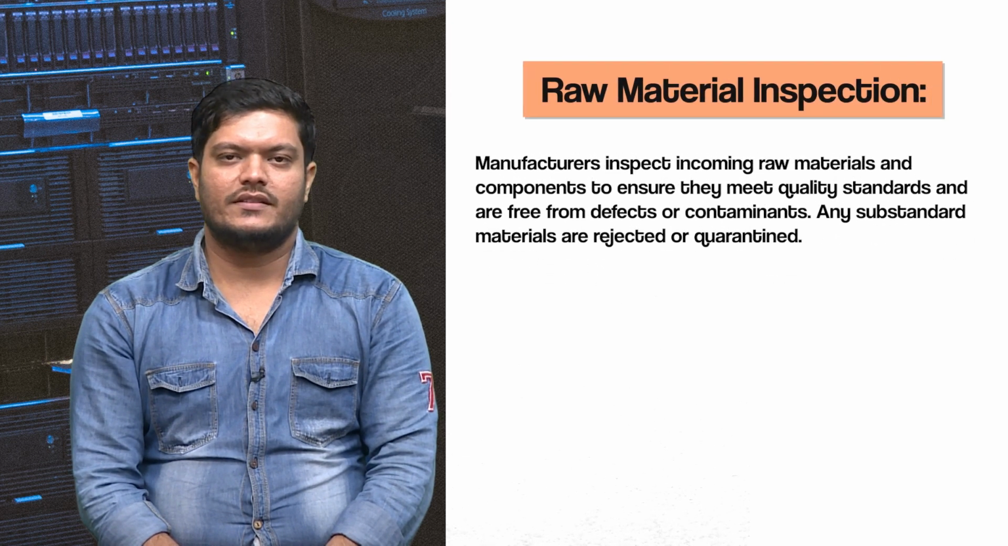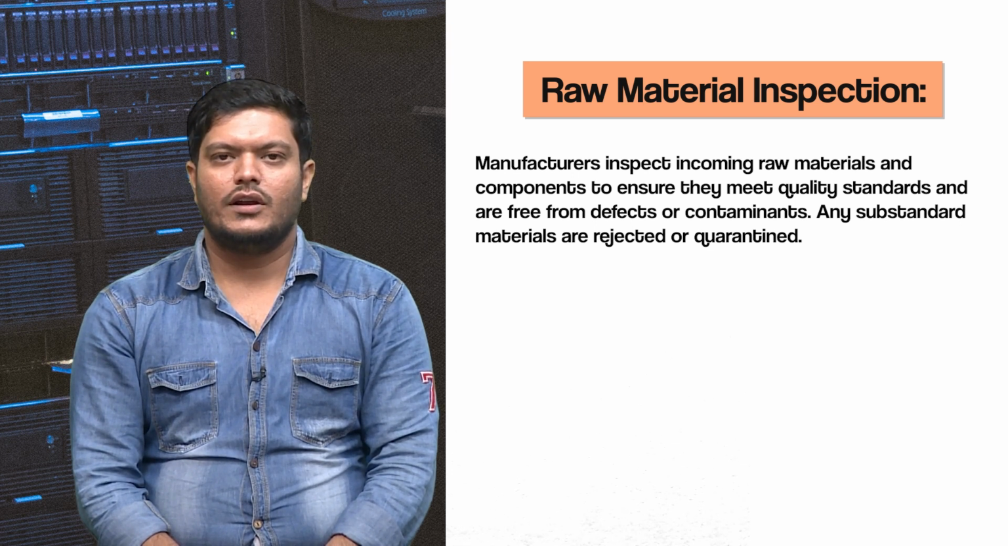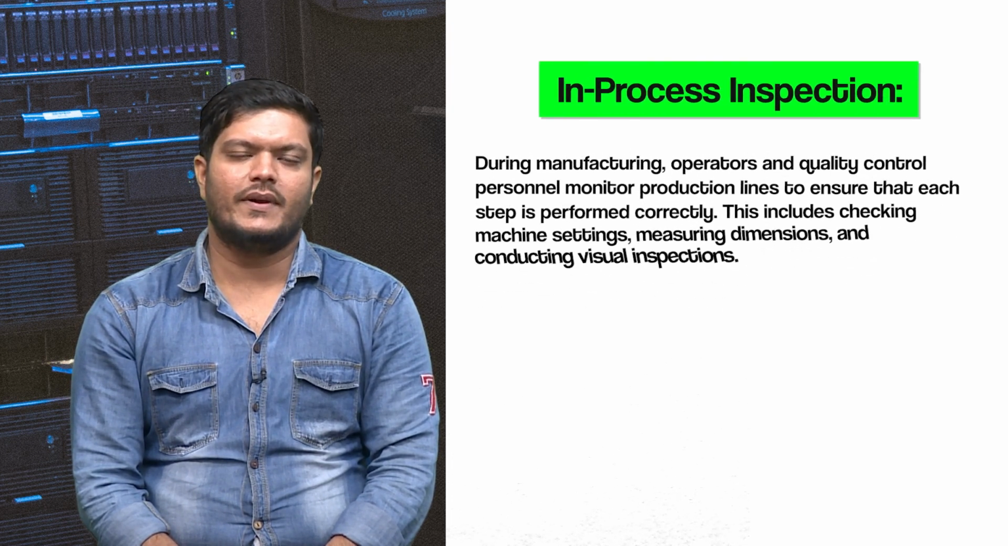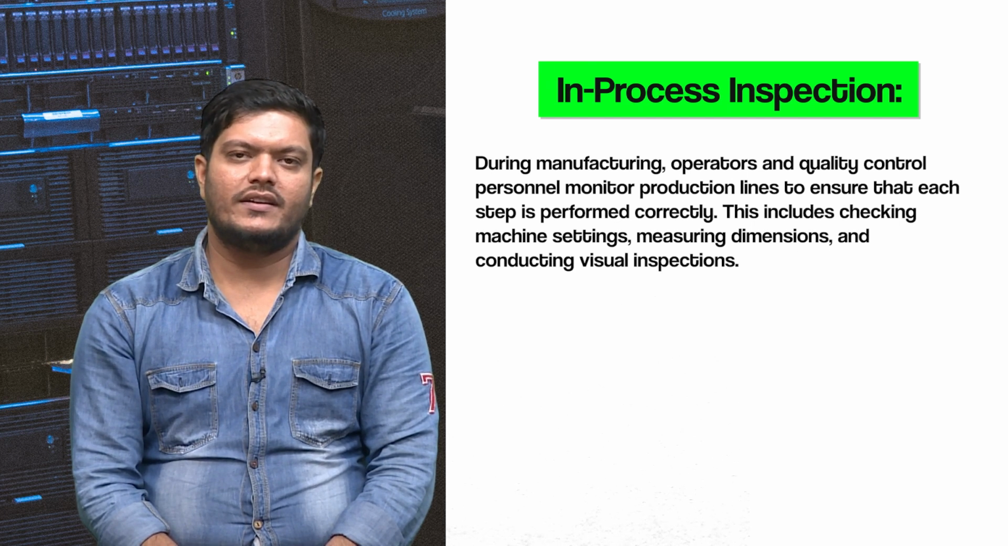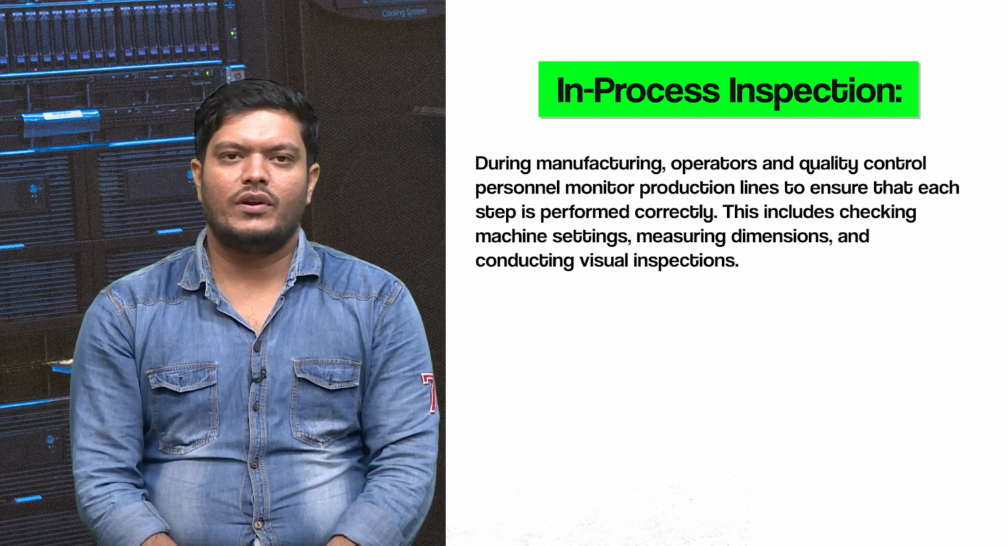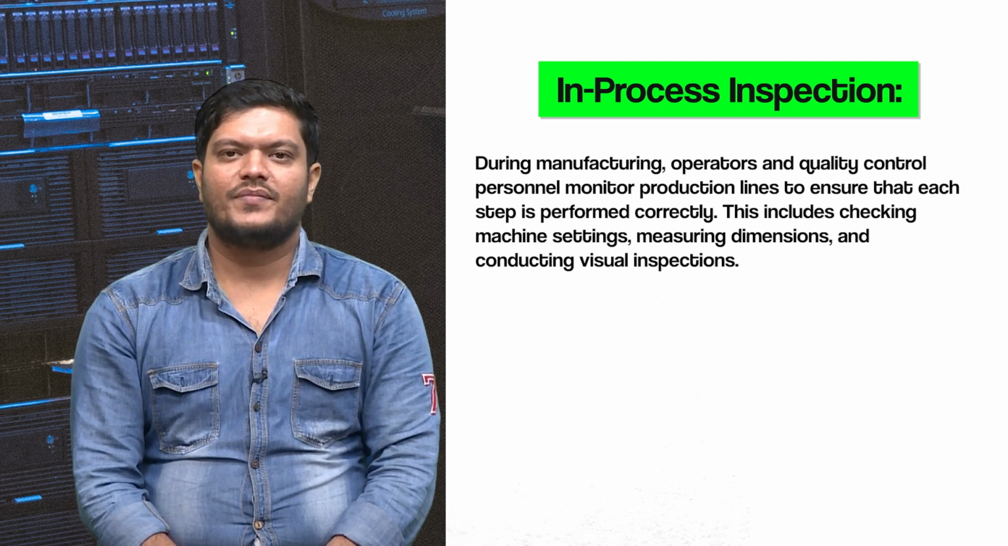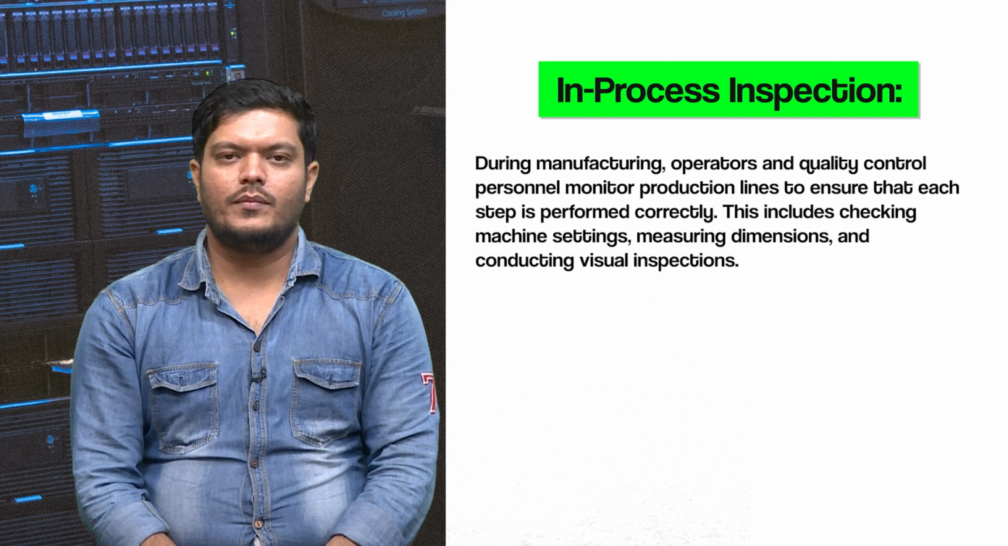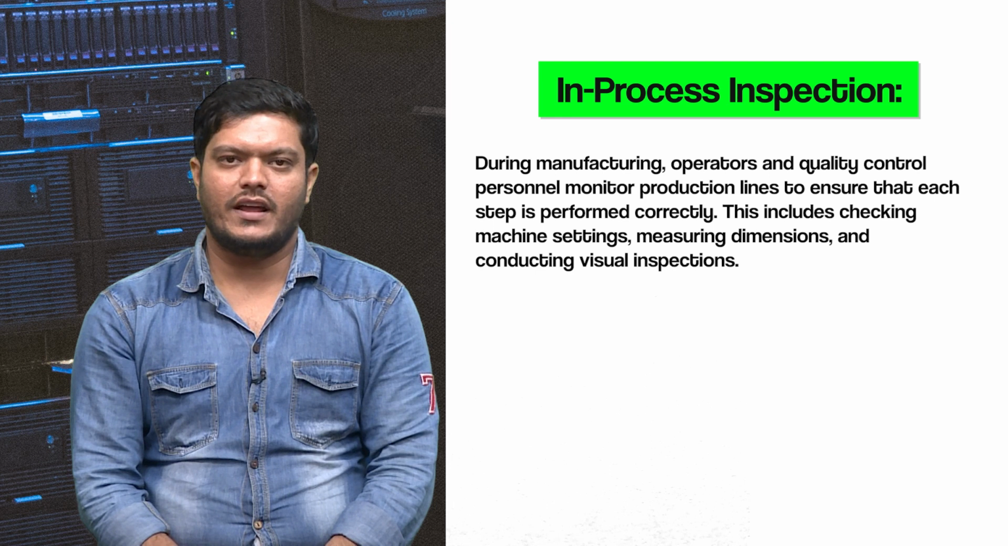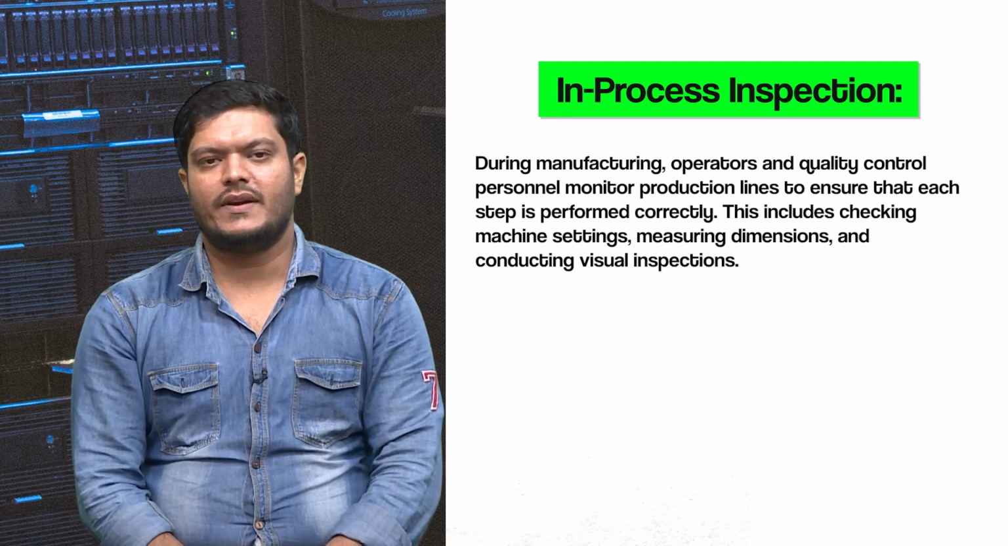Raw material inspections. Manufacturers inspect incoming raw materials and components to ensure they meet quality standards and are free from defects or contaminants. Any substandard materials are rejected and quarantined. In-process inspection. During manufacturing, operators and quality control personnel monitor production lines to ensure that each step is performed correctly. This includes checking machine settings, measuring dimensions, and conducting visual inspections.